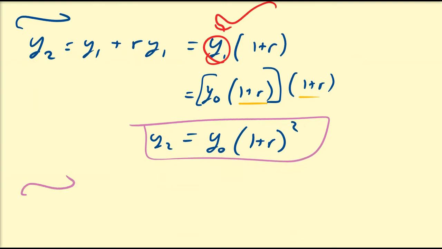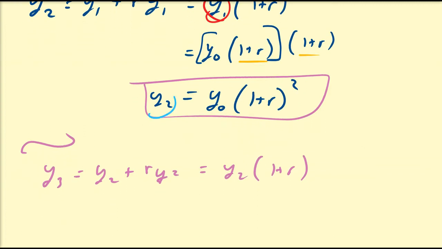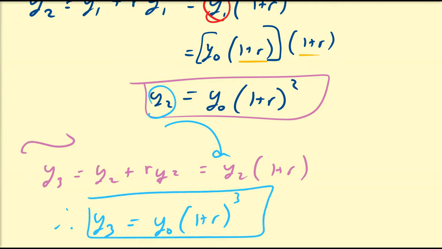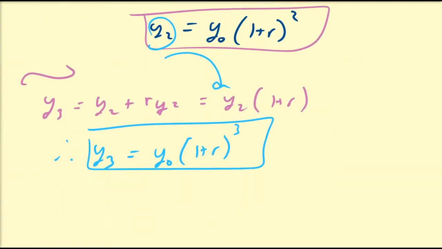Similarly, y3 is going to be equal to y2 plus some rate of y2. So of course this is going to be equal to y2 times 1 plus r. And then I'm just going to replace y2 into this expression, and you may be able to guess what this is going to be equal to. So y3 is just going to be equal to y0 times 1 plus r, the quantity cubed. So we can continue this for any integer k. So yk would be equal to y0 times 1 plus r to the power of k.